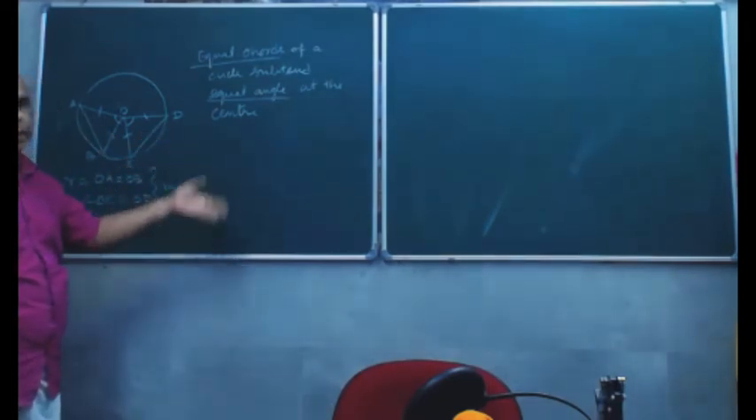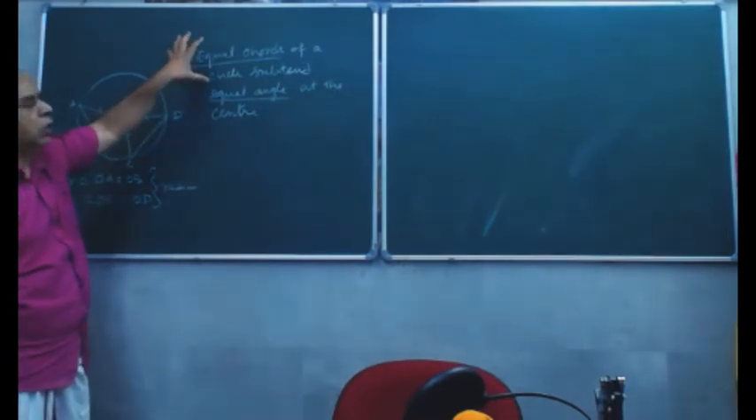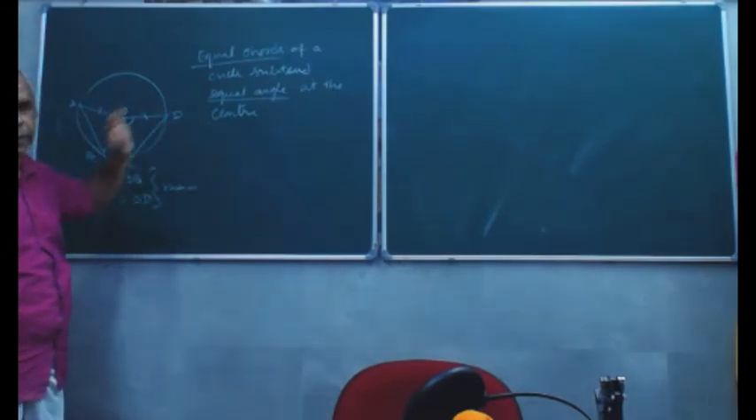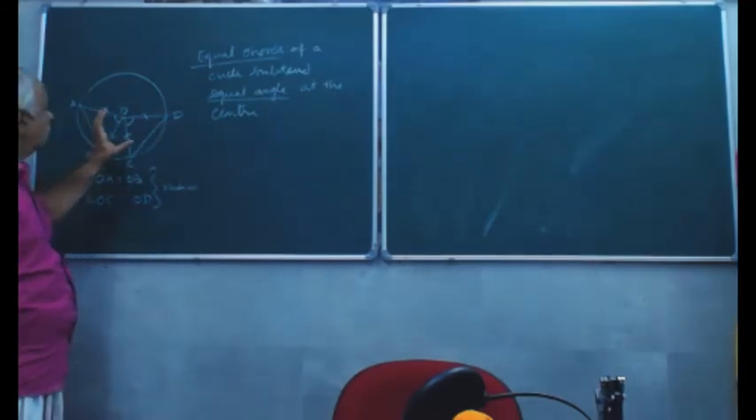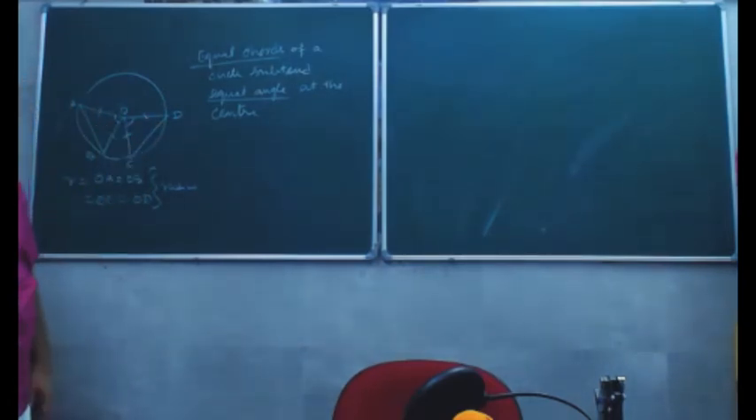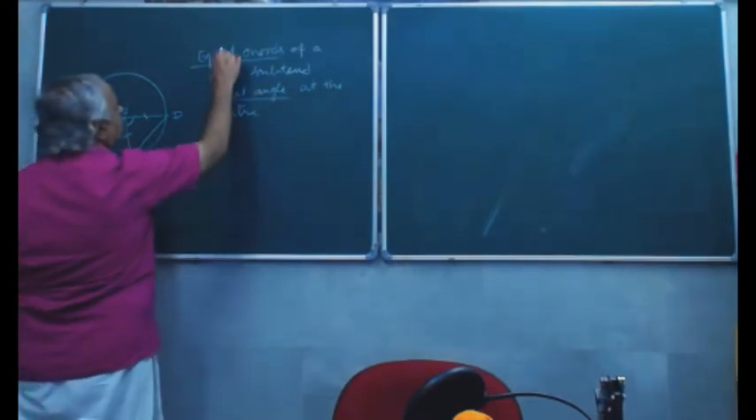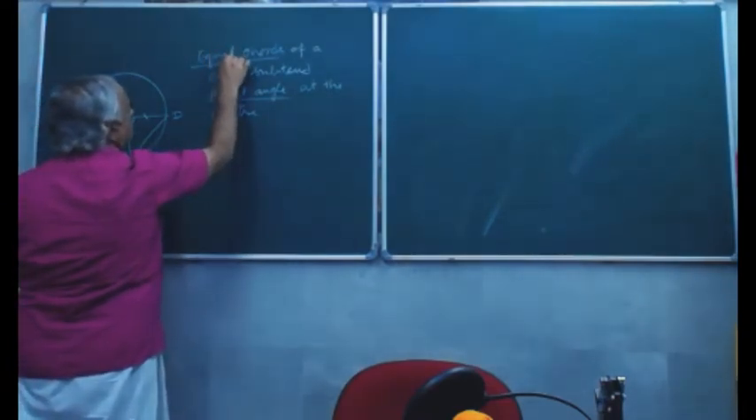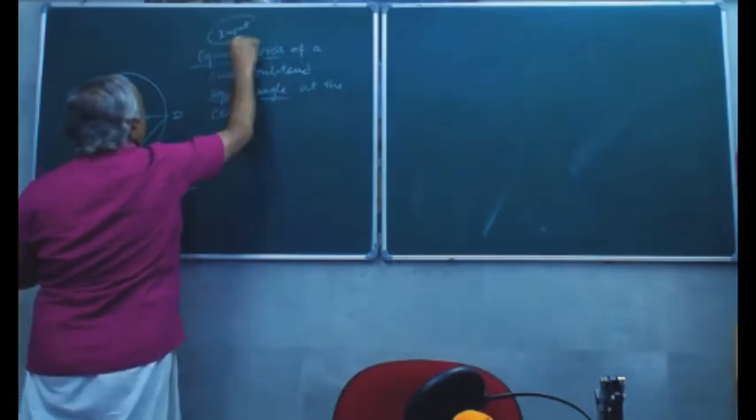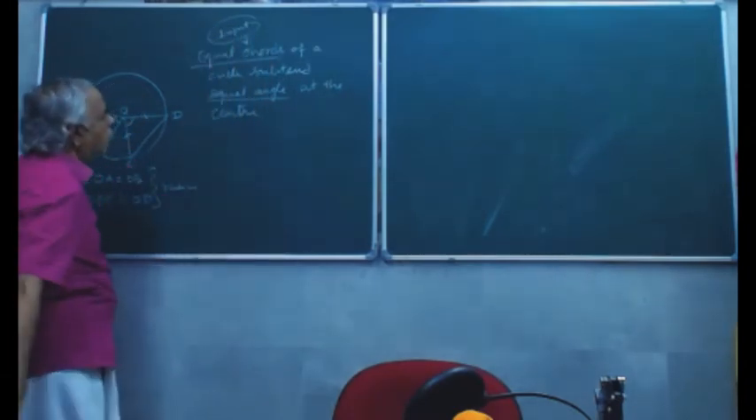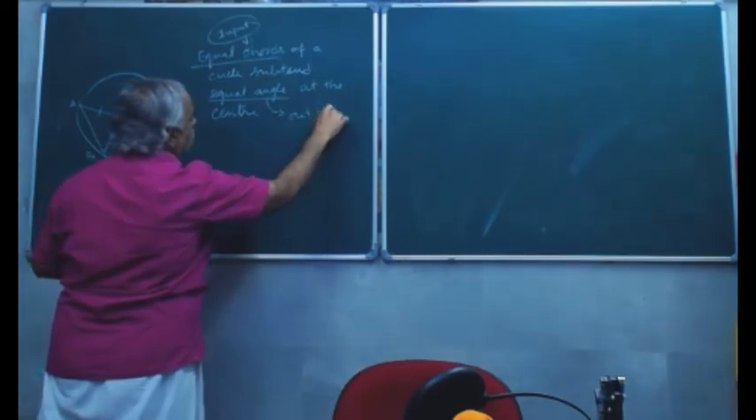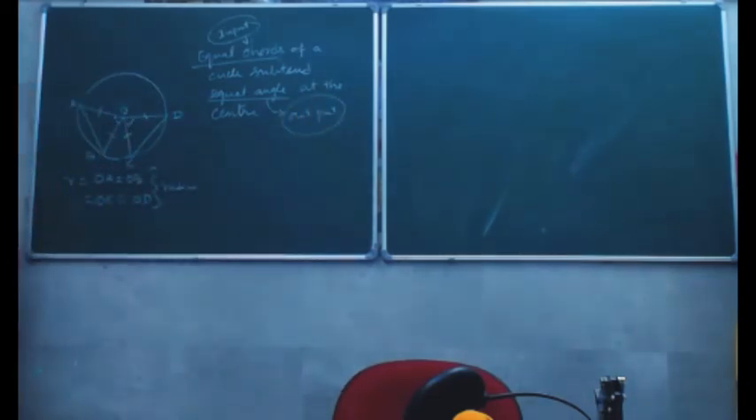இங்க input அப்படிங்கிறது என்ன? Equal chords of a circle. அதுதான் input-ஆ இருக்கு. So equal chord-ஆ இருந்தா அதோட angle at the center எப்படி இருக்கும்? Equal-ஆ இருக்கும். புரியுதா? So equal chord-ஆ இருந்தா அவுட்புட் ஈக்குவல் ஆங்கிளா இருக்கும்.